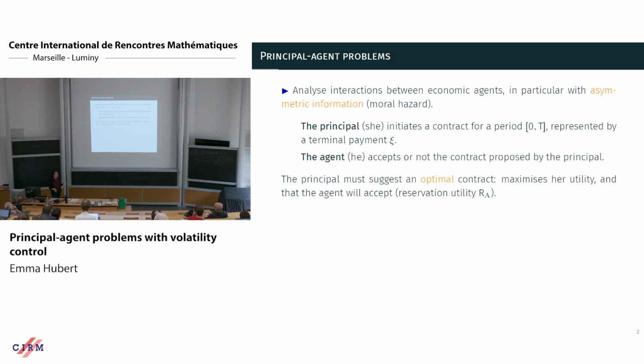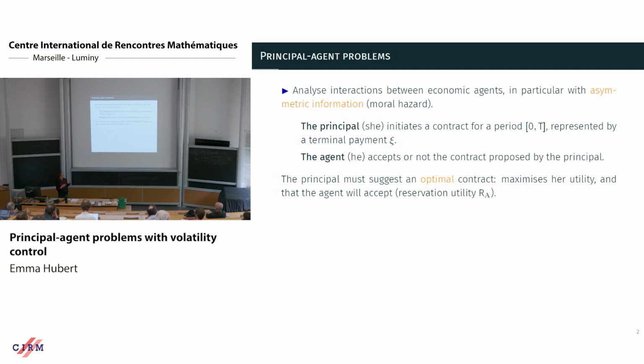Okay, so the goal of these principal-agent problems, I'm sorry René, you heard this talk and these slides a lot, is to analyze the interaction between economic agents, in particular with asymmetric information. Here we'll consider this kind of moral hazard framework. You have a principal who is going to offer a contract to an agent. This contract has a finite time horizon, capital T. The contract is basically represented by some terminal payment that is optimally designed by the principal and paid to the agent at the end of the contracting period.